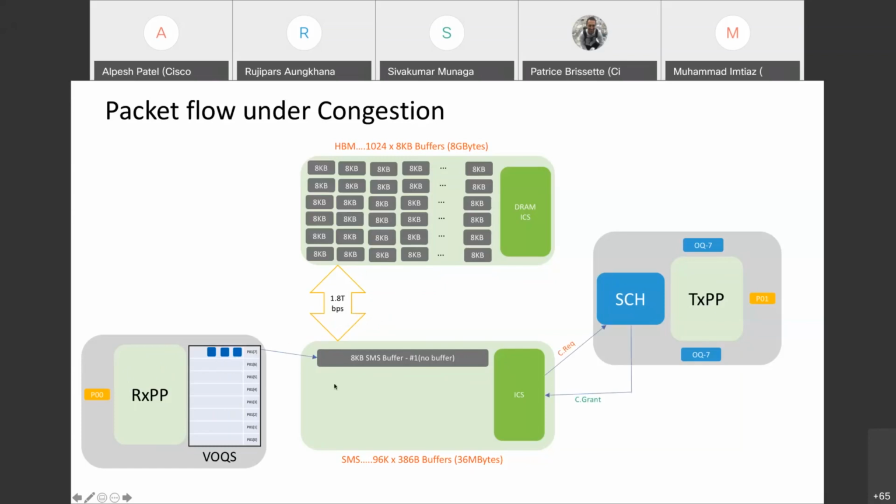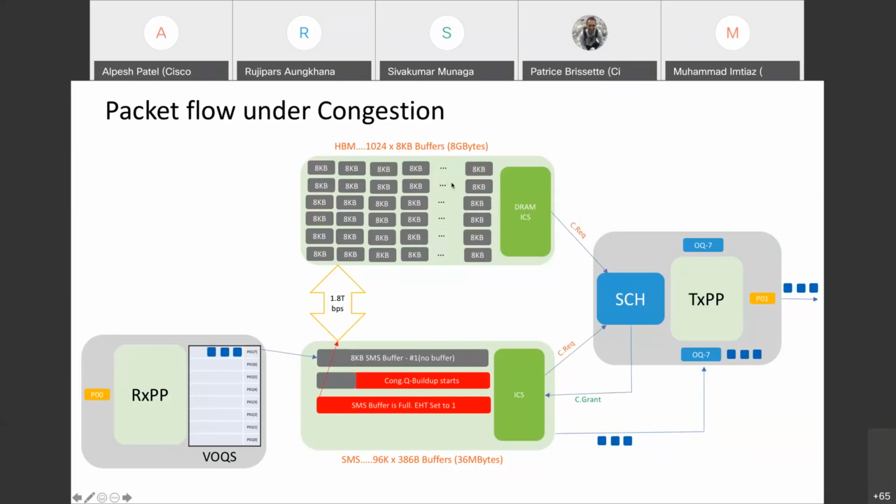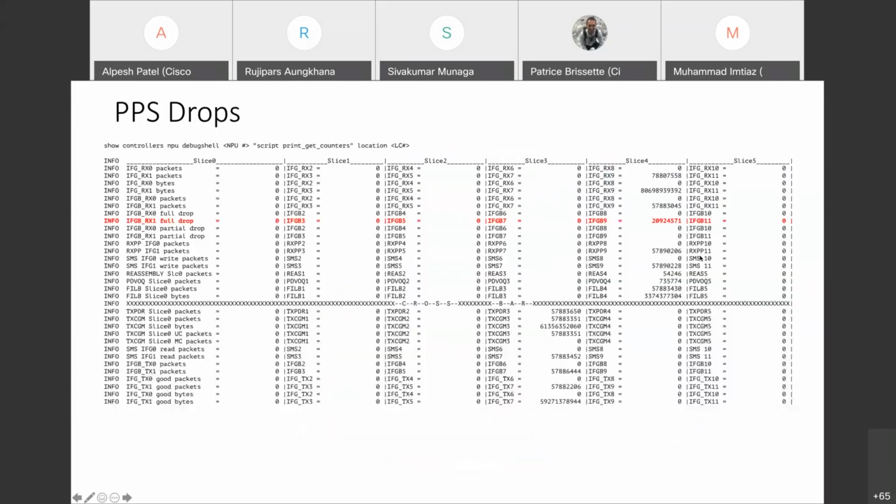So again, once you have the congestion, your queues are migrated, then your credit request and credit grant happen to the HBM. Earlier, when there is no congestion and no buffering, the credit request and credit grant happen on the SMS side. Once the congestion builds up, queues are migrated, and then the same credit request, credit grant process happens, but through the HBM. These are the packets being transmitted.